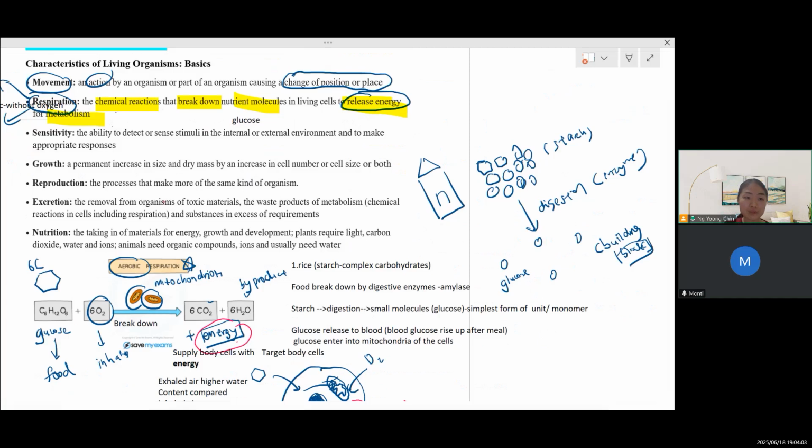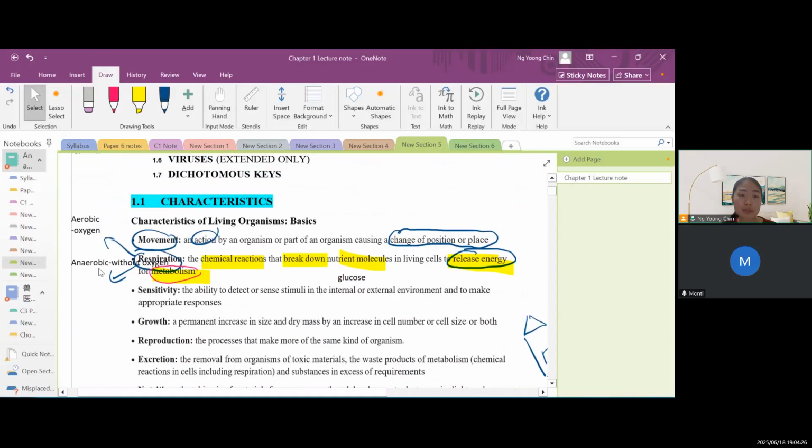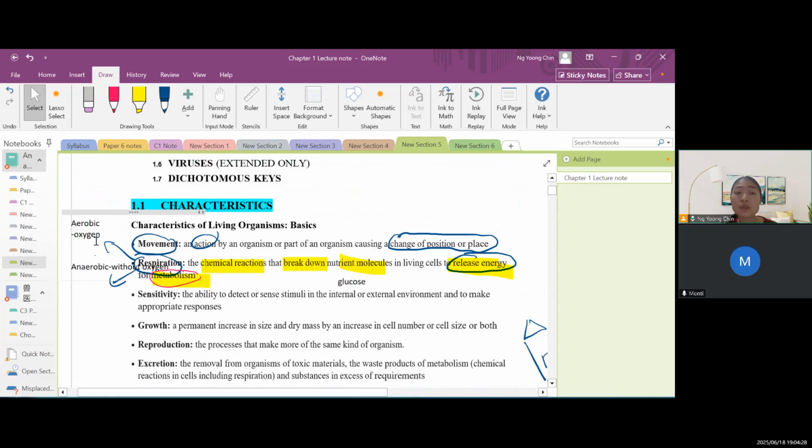So what is meant by metabolism? Metabolism is the chemical activity that occurs in the cell, for example, digestion or any kind of activity. It's called metabolism. It's just like chemical reactions happening in the cell. That's all. Then the respiration, just now we talked about aerobic respiration, which happens in the presence of oxygen, and we also have another respiration which is called anaerobic, without oxygen.